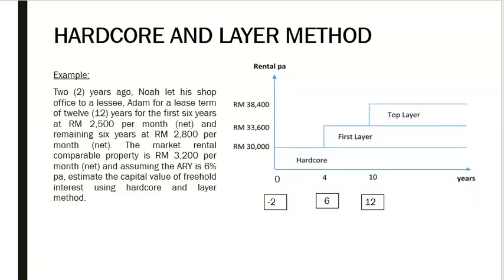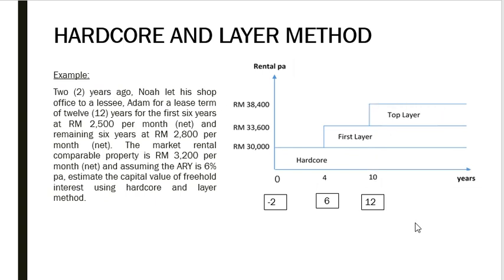Okay, another way for us to do the valuation for freehold, we can use the term and reversion. Remember the term and reversion where you have the term and also the reversion part. But for the hardcore and layer method, this is how you do it. See the difference in the diagram? If you are doing the term and reversion, it should be like this: term 1, term 2, and also reversion.